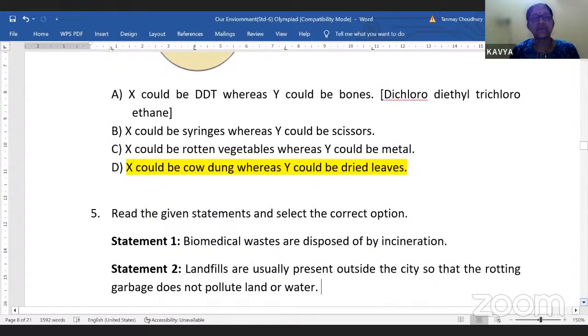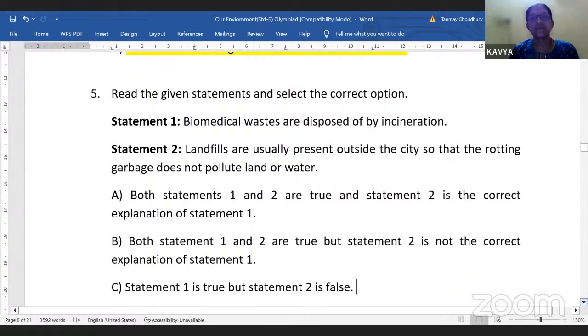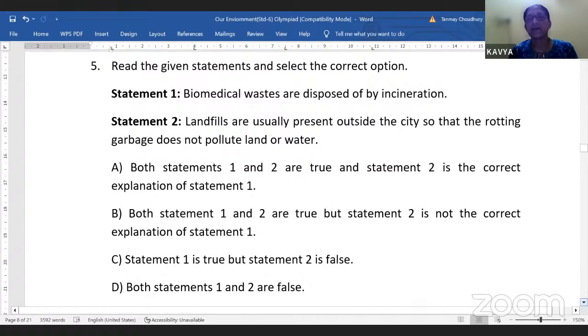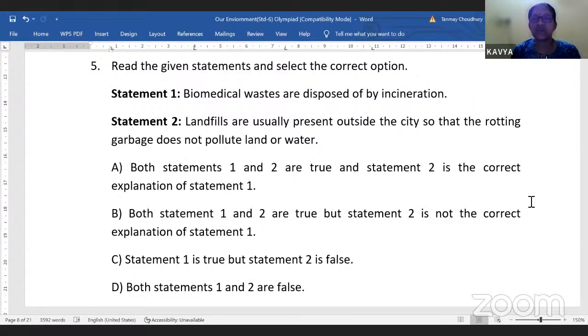Read the given statements and select the correct option. Now, these types of questions are asked in multiple choice questions. Two statements are given. Both of them may be connected, may not be connected. So, you have to read both the statements and answer. Statement 1: Biomedical wastes are disposed by incineration. Incineration, I told you, is by burning.